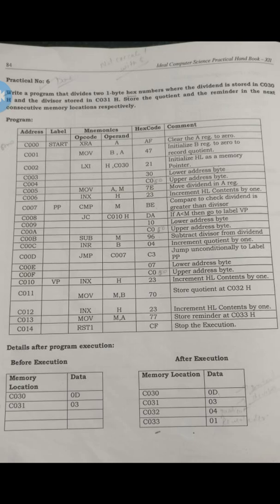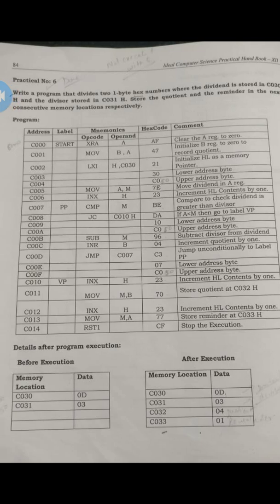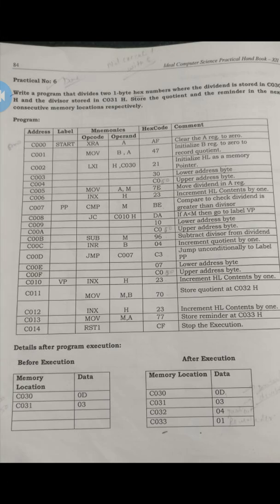For example, the number is 13. D means 13, and if we divide 13 by 3, you know 3 into 4 is 12, so we will get 1 as a remainder and 4 as a quotient. After the execution of this program, you will get 4 as the quotient and 1 as the remainder. So 4 will be stored at the 6032 memory location, and 1 will be stored at the 6033 location. So with this, students, we have completed the program of division of two numbers.